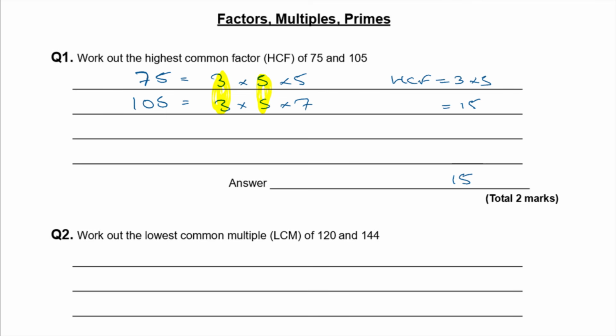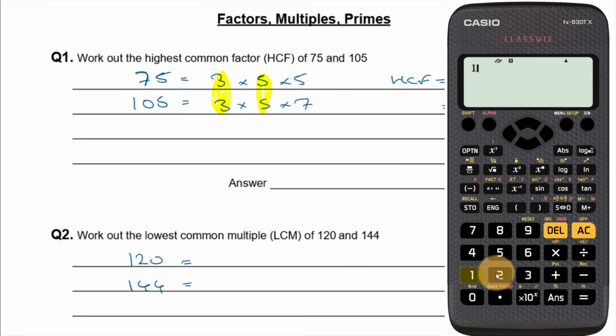Okay? LCM, start off the same way. I'm going to write it as a product of its primes first, if you haven't got the new calculator, and just work it out straight away. So 120 equals shift fact. That gives me 2 cubed times 3 times 5. And 144 equals shift fact. That gives me 2 to the power 4 times 3 squared.